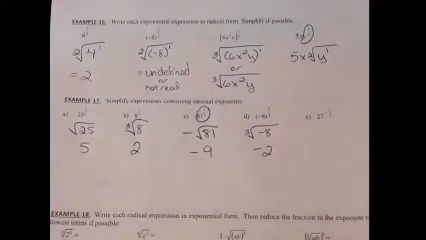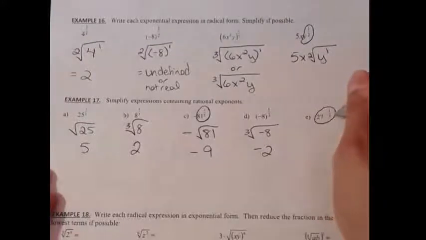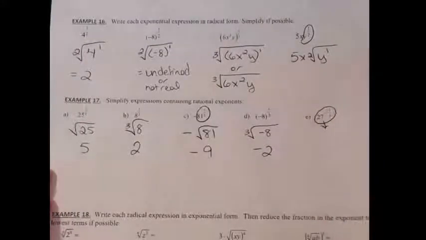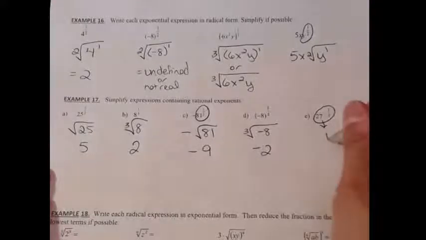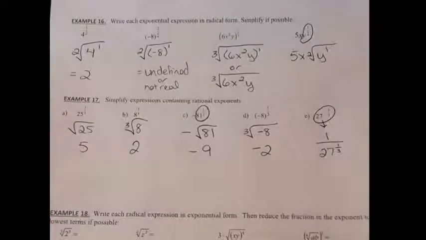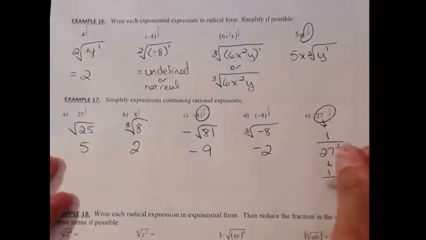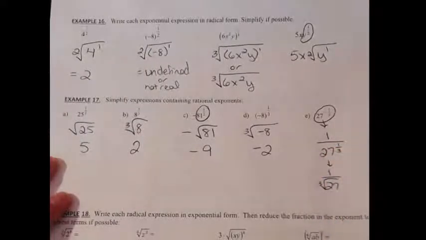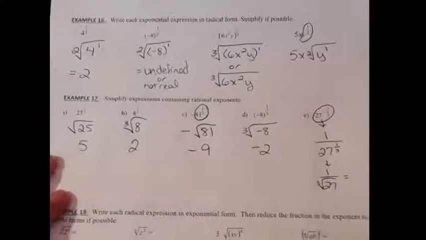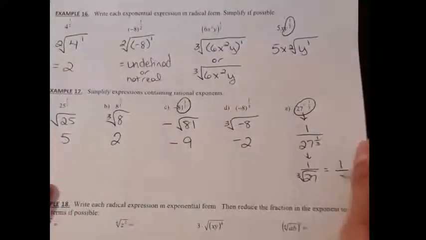Lastly, we have something very interesting here. We have 27 to the negative 1/3 power. What we learned when we had negative exponents was that we always wanted to circle the base with the negative power. And if it's in the numerator, we want to move it to the denominator. So then that means this becomes 1 over 27 to the positive 1/3 power. Well, we know how to write 27 to the 1/3 power. That becomes 1 over cube root of 27. And 1 over cube root of 27 becomes 1 over 3.